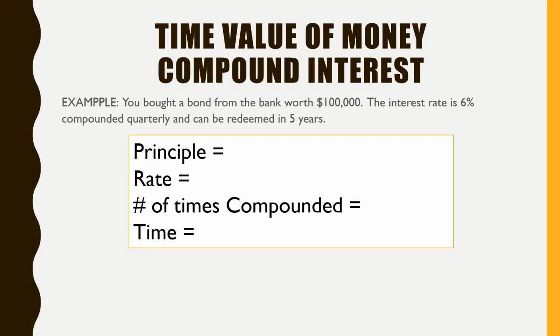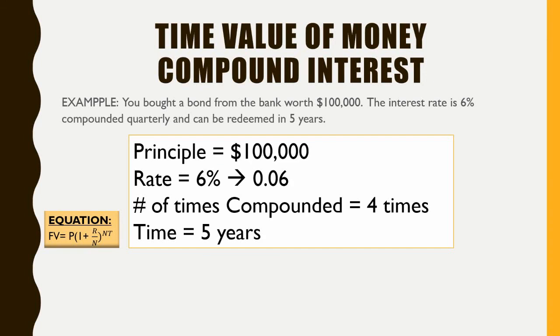So in this case, that's my numbers here. I have my original investment or my principal of $100,000. My rate is 6%, which I converted to decimal. The number of times compounded: since it's quarterly, that means every 3 months, or I get compounded 4 times a year. And then last but not least, my time is 5 years.